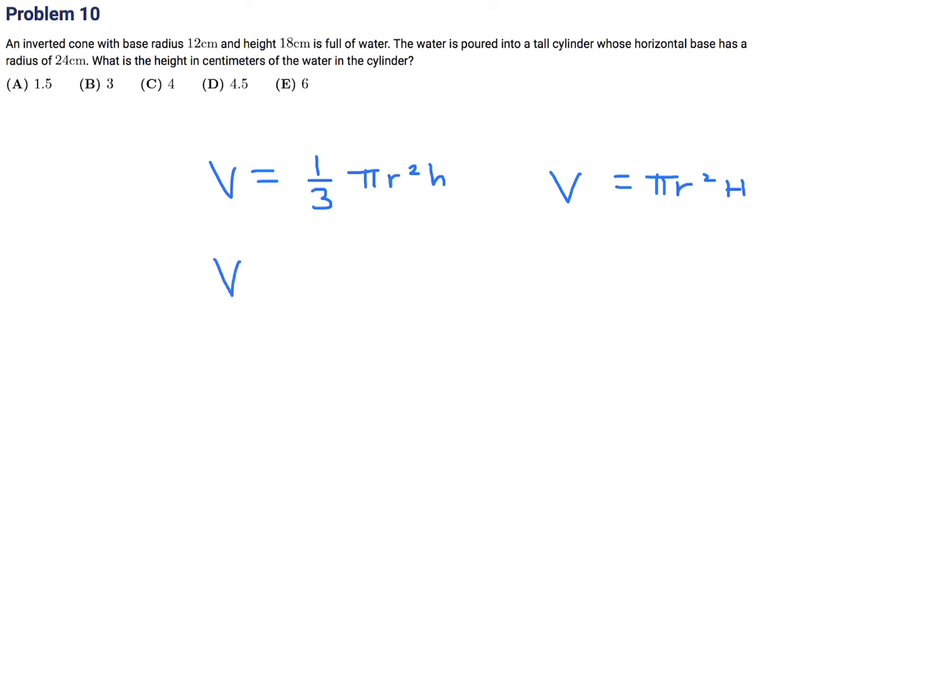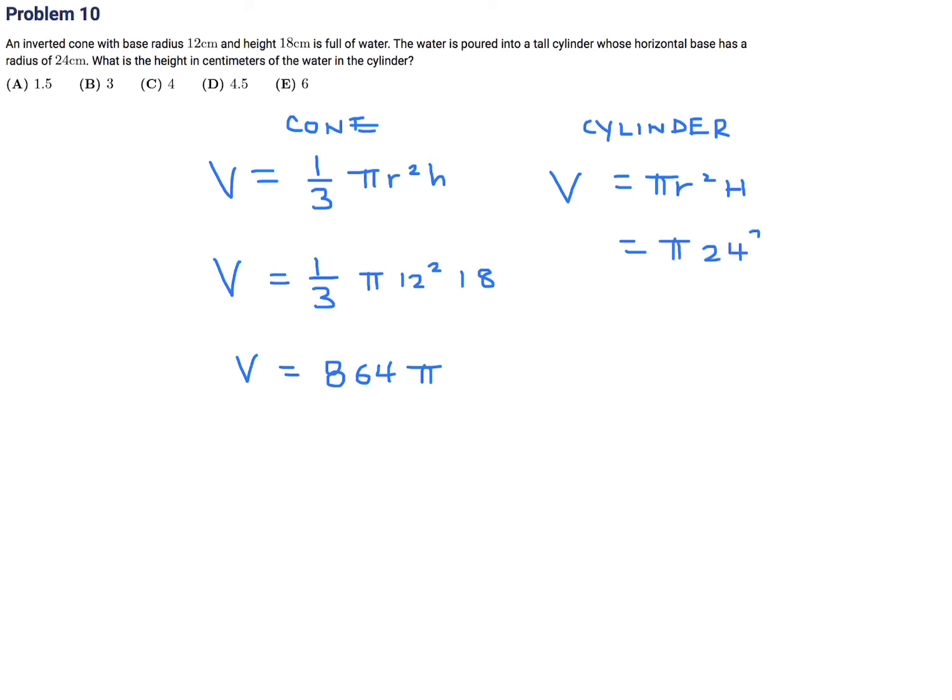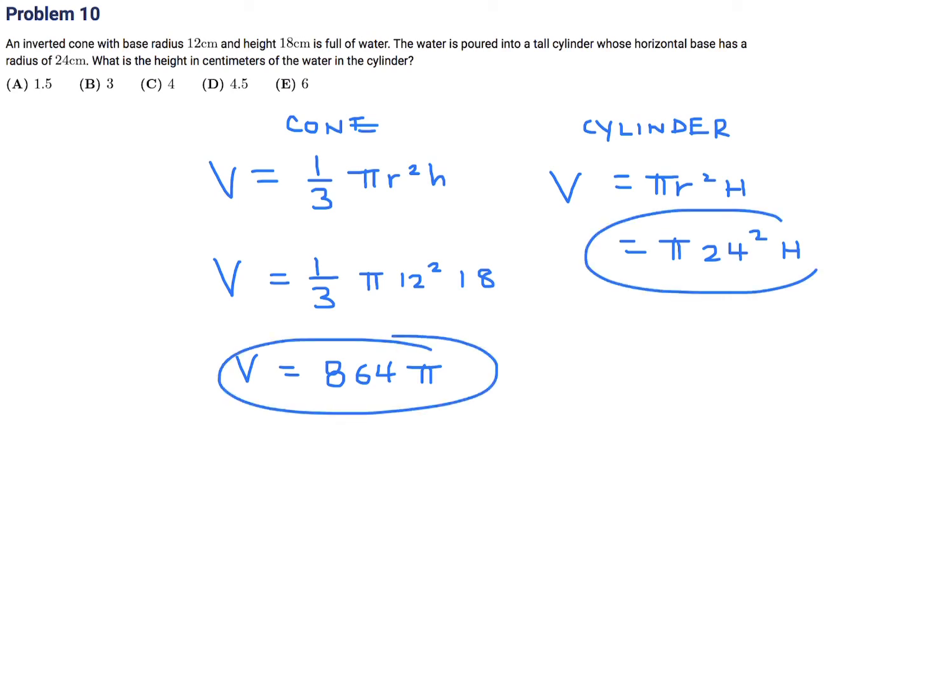So they're telling me that this volume is 1/3, the radius is 12, so 12 squared, and the height is 18. So that means this volume is 864 pi. This volume over here, this was the cone, and this is the cylinder. Did they give us any? Yeah, they give us just the radius, so 24 squared, and I guess the height is what we have to figure out. Okay, but this is equivalent to that. They've told us that in the question: the water is poured into a tall cylinder whose horizontal base, right?